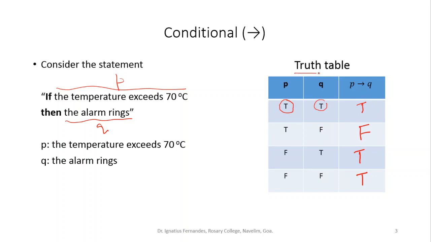So this is the truth table for the connective conditional. Later in future lectures, we'll have to remember the truth values for conditional. For T and T, the truth value is T. For T and F, it is F. And for F and T, and F and F, it is T. This is the truth table for conditional.